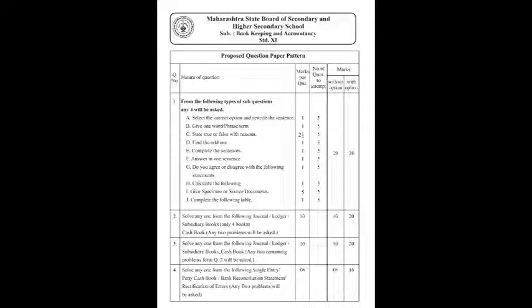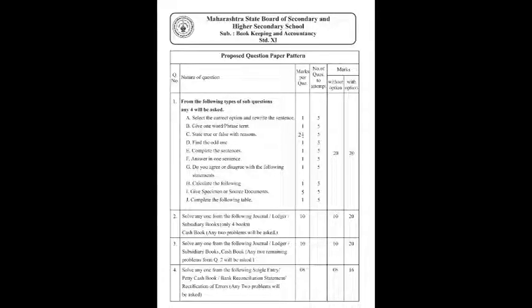Question number 2 will be from journal, ledger, subsidiary. Question number 2 is for 10 marks, and it will come from the ledger, journal and subsidiary books chapter. Question number 3, again, is for 10 marks. Again this question will come from journal, ledger, subsidiary book, cash book. Okay. So out of this chapter, question number 2 and 3 will come. Again question number 4 will come from single entry system and bank reconciliation system.